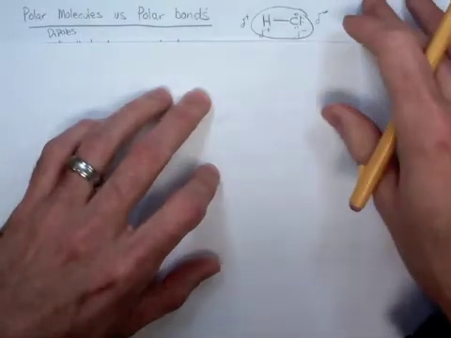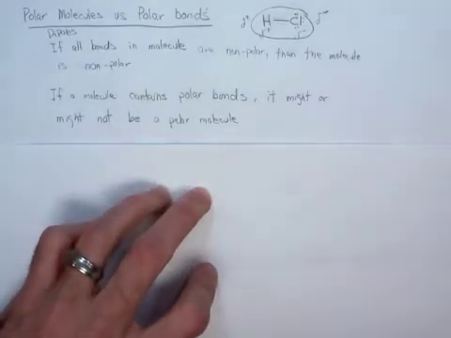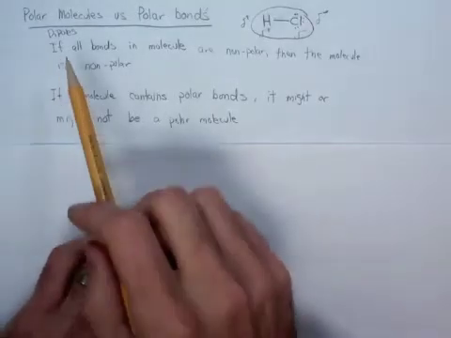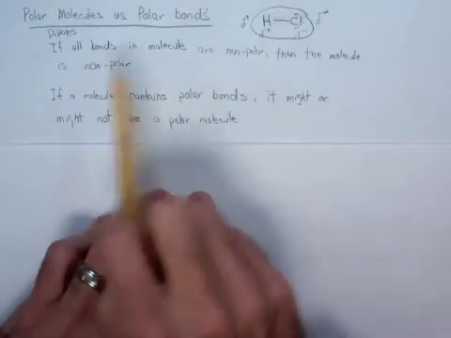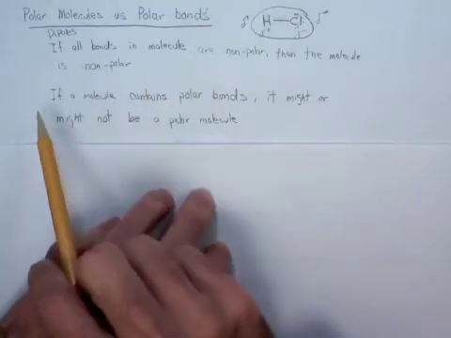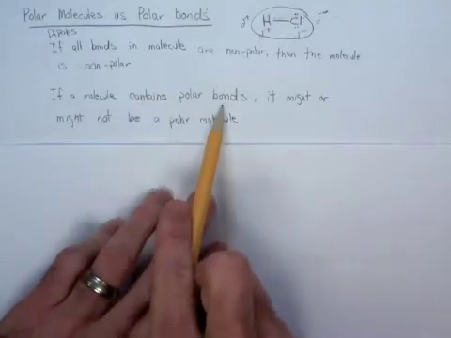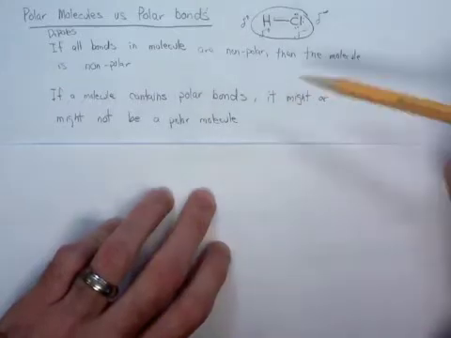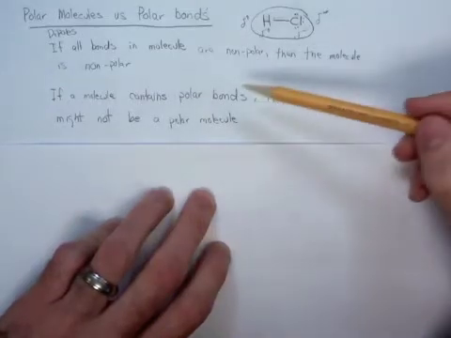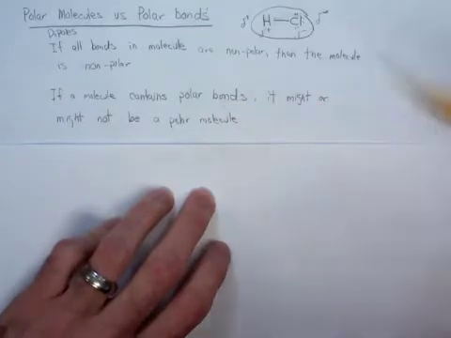So here are two quick rules for you. You can pause the video and write these down if you want to. Essentially, if all the bonds in a molecule are nonpolar, then overall the molecule is nonpolar. If a molecule contains polar bonds, it might or might not be a polar molecule. It would be pretty easy if you could just say that if it's got a polar bond, it makes a polar molecule, but it's not quite that easy.